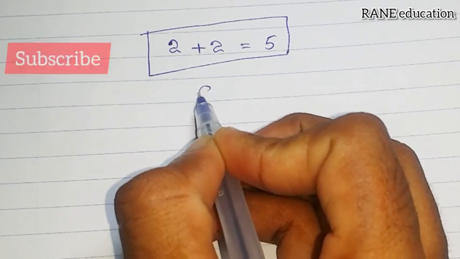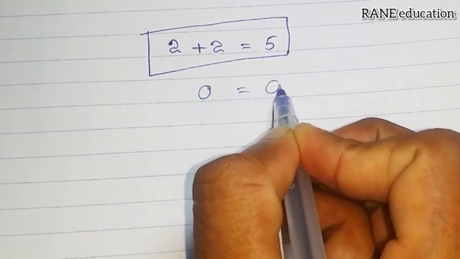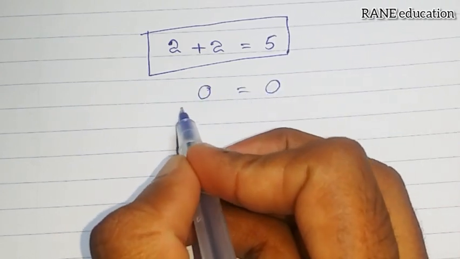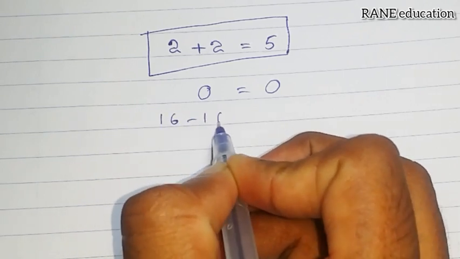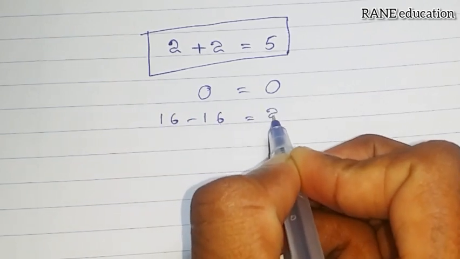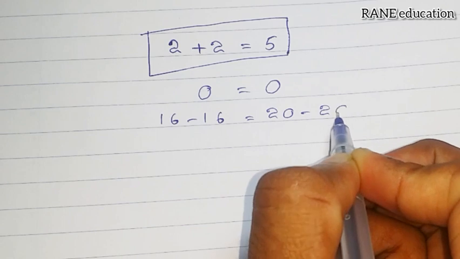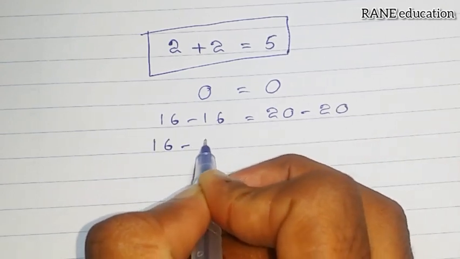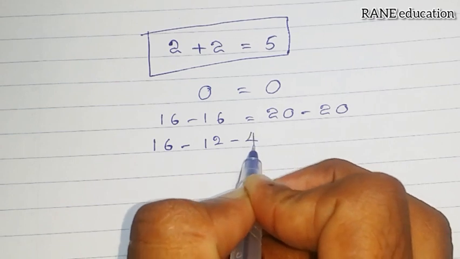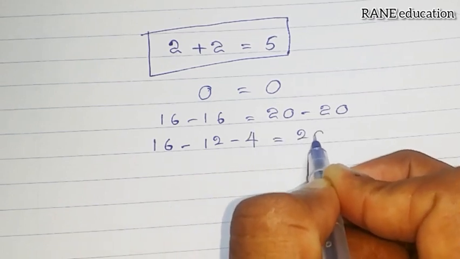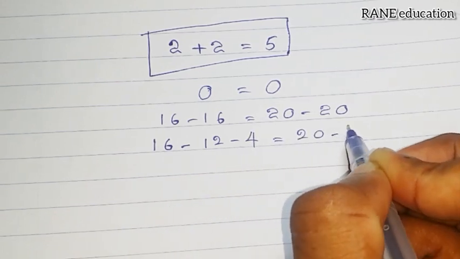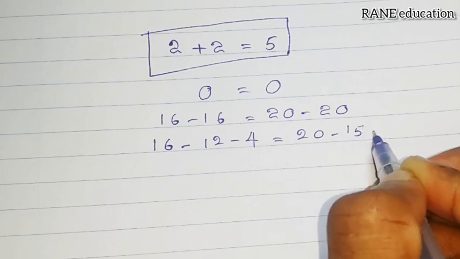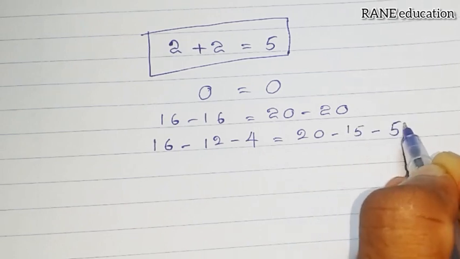Let's check them. 0 equals 0. As you know, 0 equals 16 minus 16 and 20 minus 20. Not wrong. 16 minus 12 minus 4 equals 20 minus 15 minus 5.